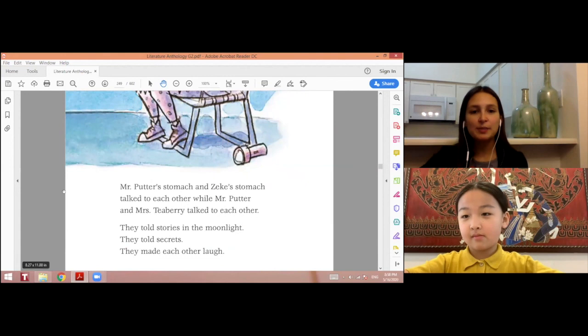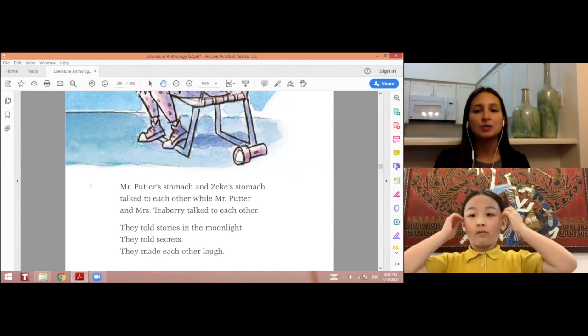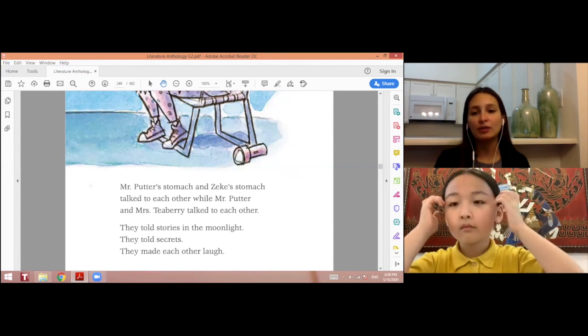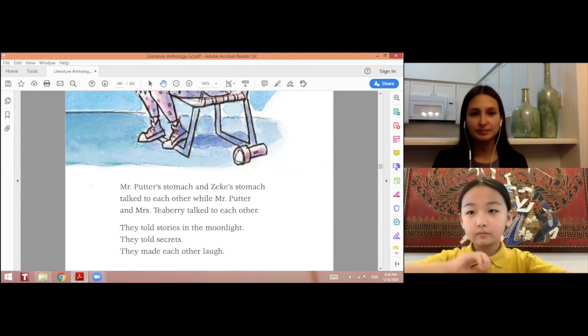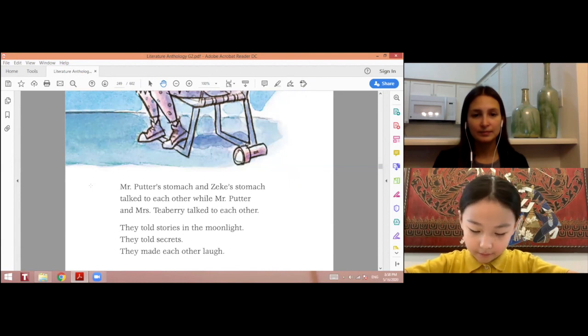Okay, Mr. Putter's stomach and Zeke's stomach talked to each other while Mr. Putter and Mrs. T-Berry talked to each other. They told stories in the moonlight. They told secrets. They made each other laugh. Mr. Putter's stomach and Zeke's stomach talked to each other while Mr. Putter and Mrs. T-Berry talked to each other.